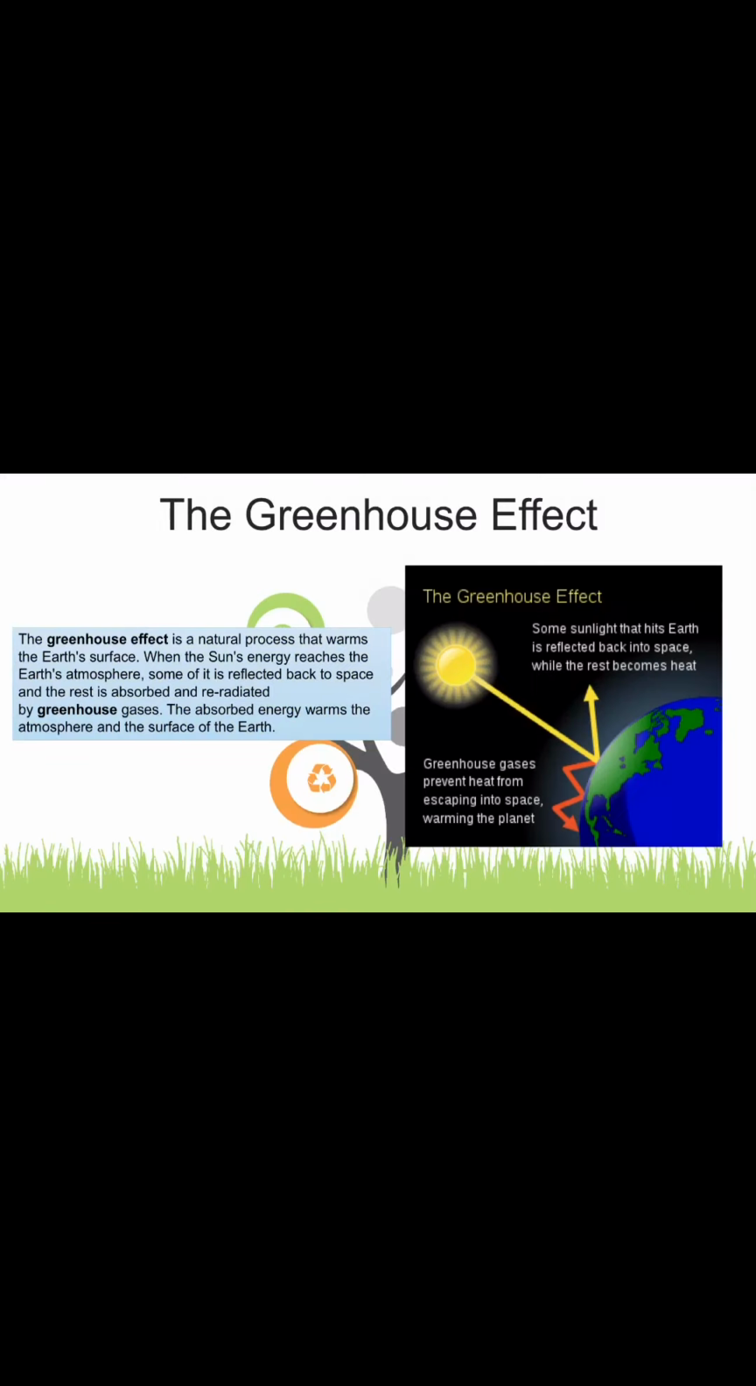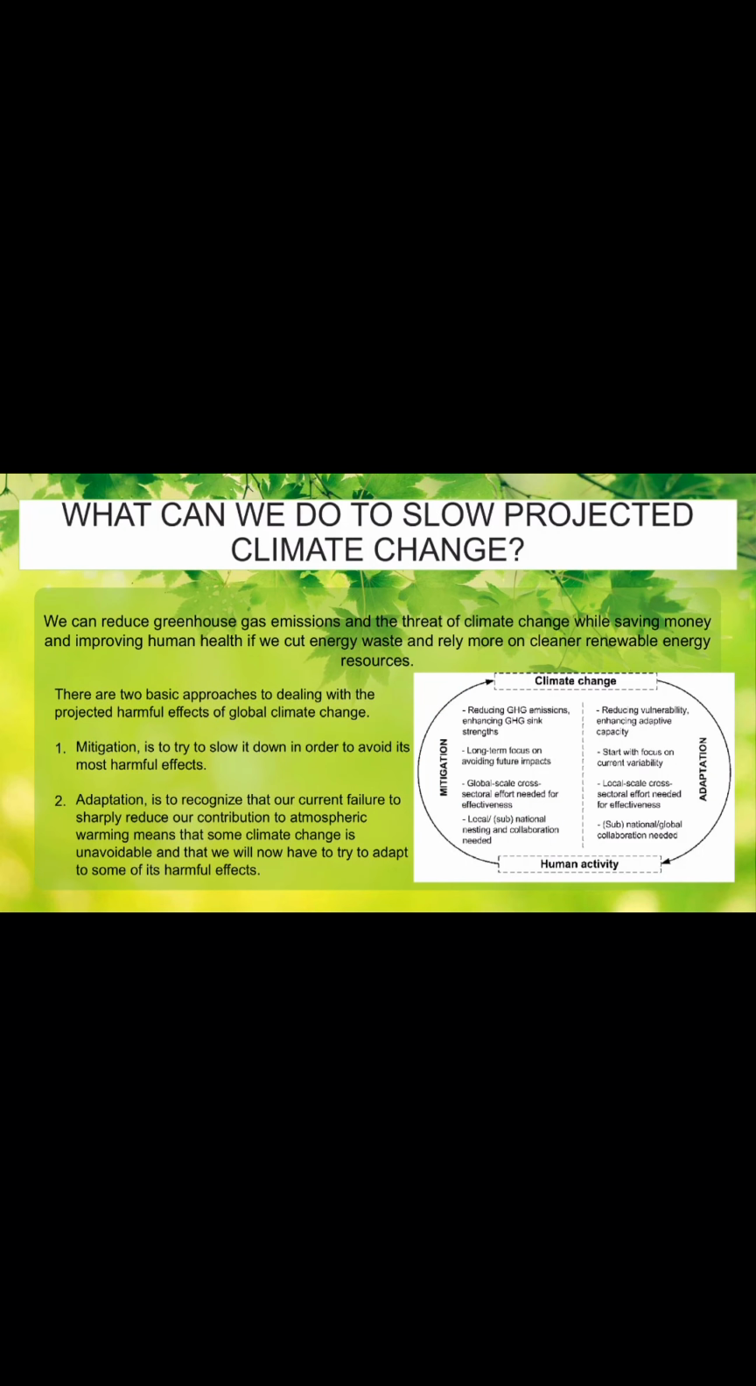Let's talk about the greenhouse effect. The greenhouse effect is a natural process that warms the Earth's surface. When the sun's energy reaches the Earth's atmosphere, some of it is reflected back to space, and the rest is absorbed and re-radiated by greenhouse gases. The absorbed energy warms the atmosphere and the surface of the Earth. Human activities like the burning of fossil fuels have increased the emission of carbon dioxide in the atmosphere by more than a third since the Industrial Revolution. The rapid increase in greenhouse gases in the atmosphere has warmed the planet at an alarming rate.